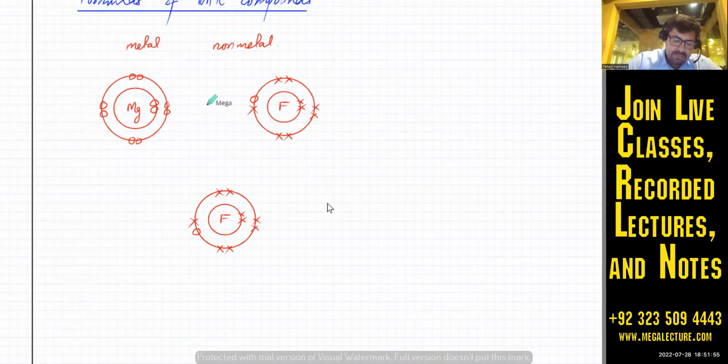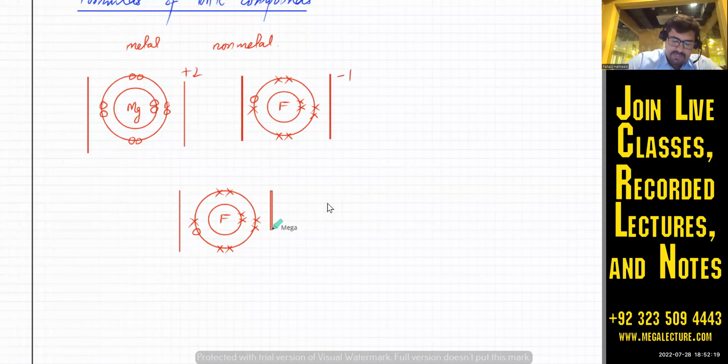Mg is going to lose 2 of its electrons in the outermost shell, and when it does that, it gets a charge of +2. Fluorine, on the other hand, becomes -1, and both of the fluorines become -1.